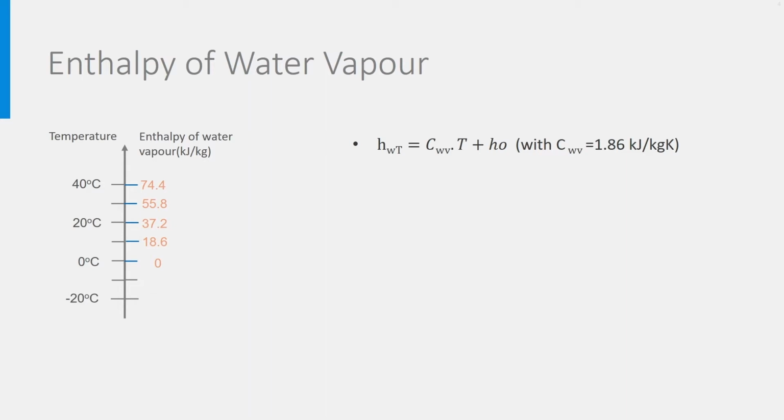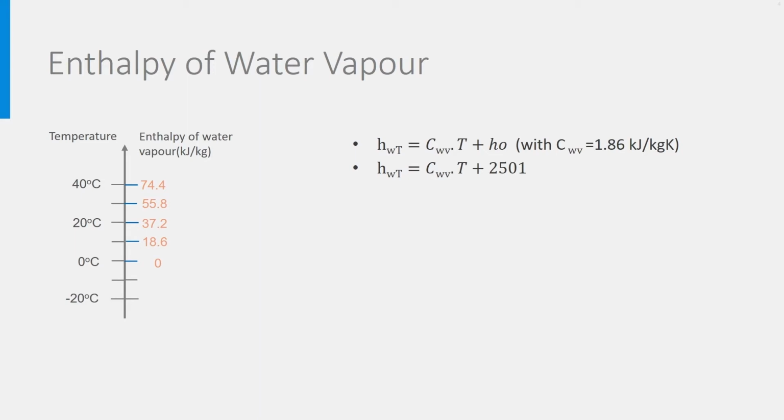Well, it is the same story. So we have H minus H0 equals C times T, where C is 1.86 kilojoule per kilogram Kelvin. However, air is always gaseous at our temperatures and pressures, but to get water vapor, we need to vaporize water. The latent heat of evaporation of water at 0 degrees is not 0, but 2501 kilojoule per kilogram. That's the quantity of heat needed to evaporate 1 kilogram of water.